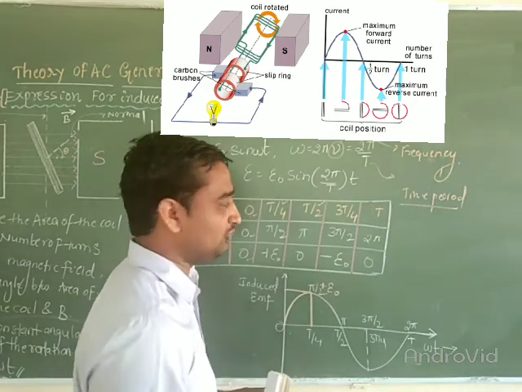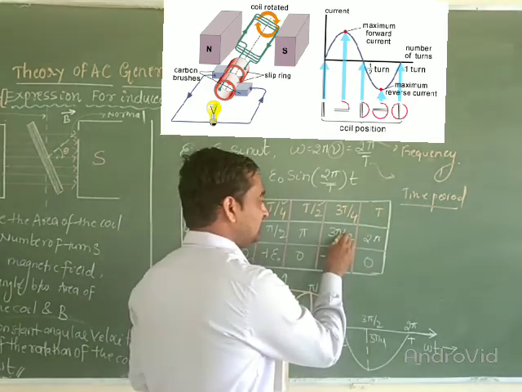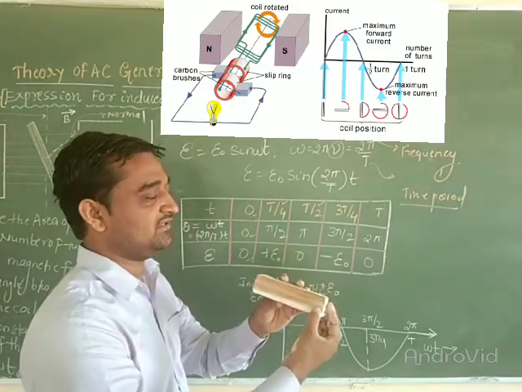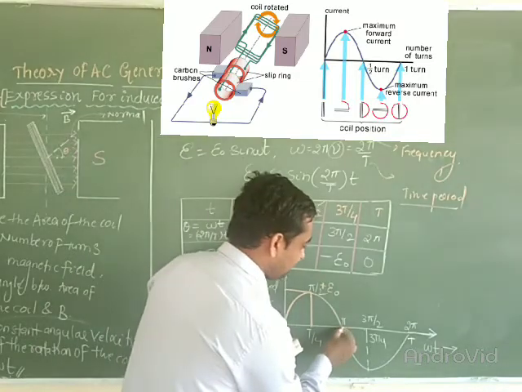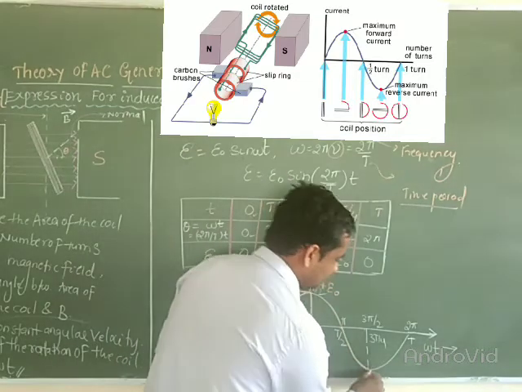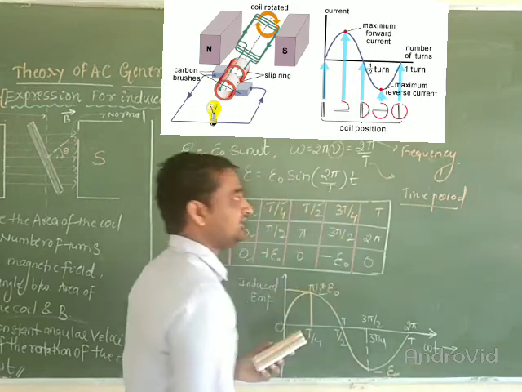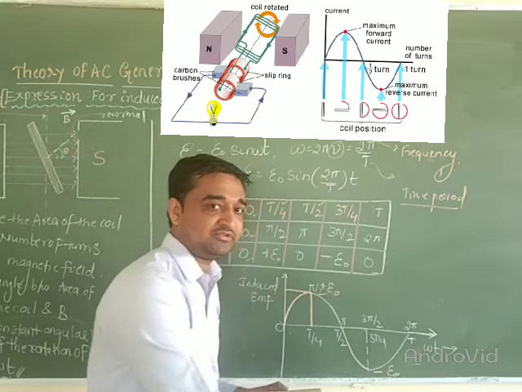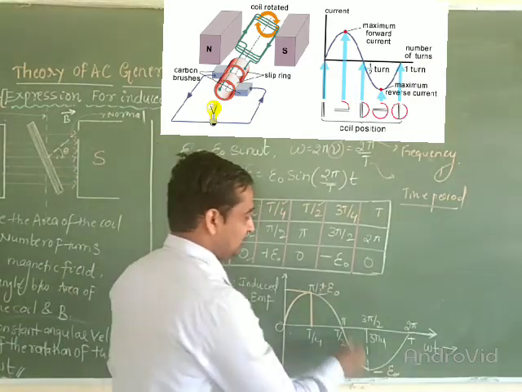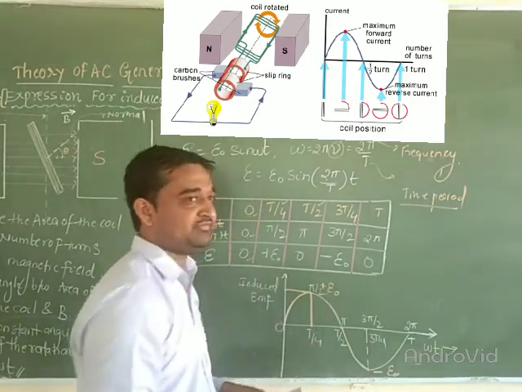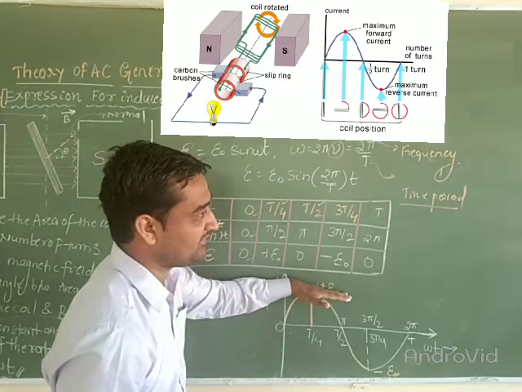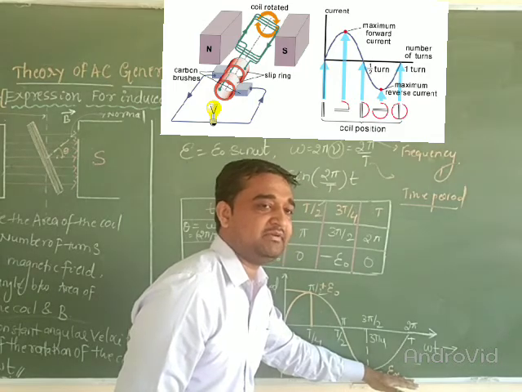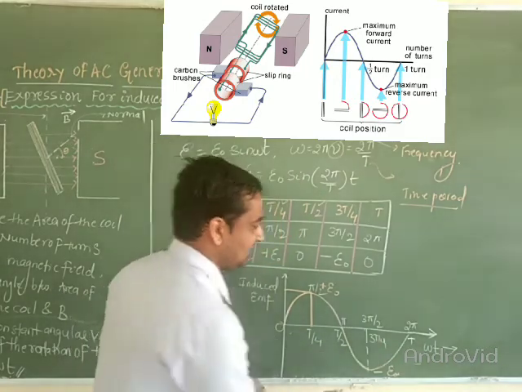At time 3T by 4, three-fourths of one rotation, the angle covered is 270 degrees. Then the induced EMF is equal to minus E naught, right? The induced EMF is minus E naught. The polarity is changed here, right? This is the peak value of the EMF. This is the maximum value of the induced EMF, plus E naught, and this is the maximum value of the induced EMF, but the polarity is changed here, right?